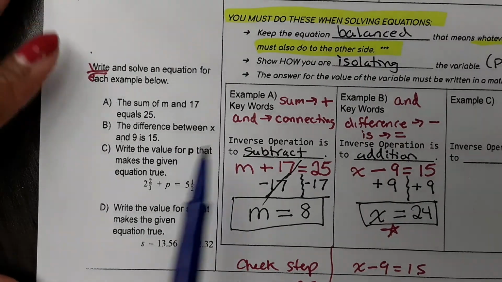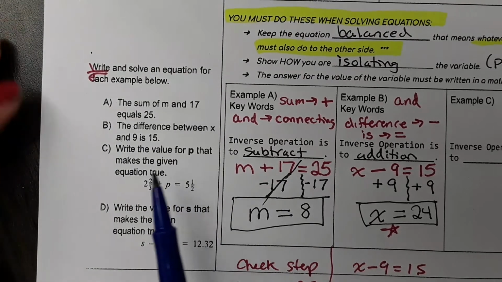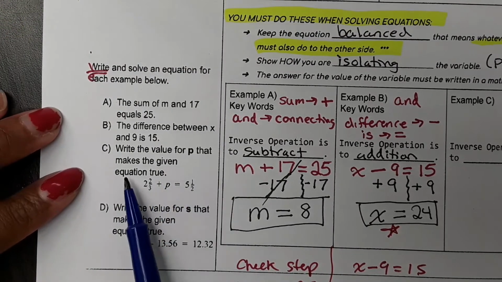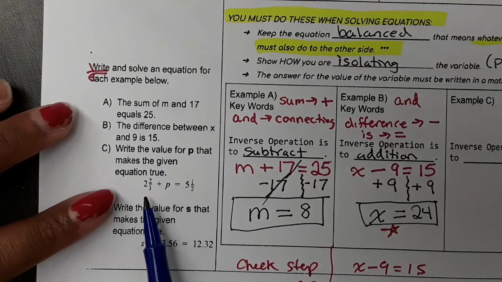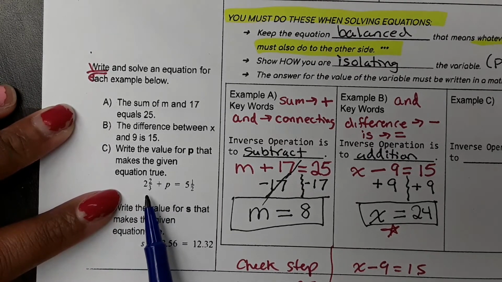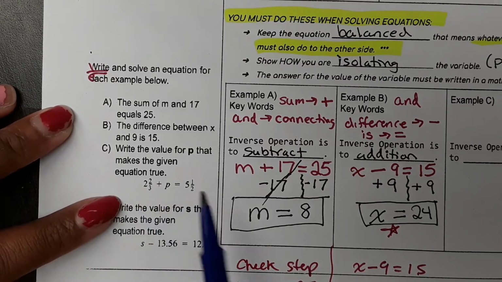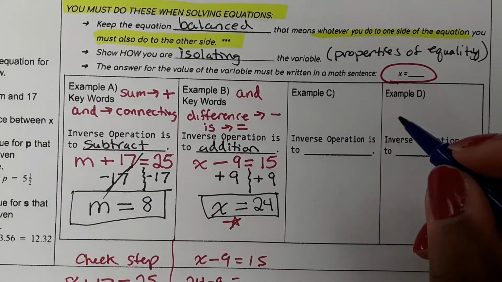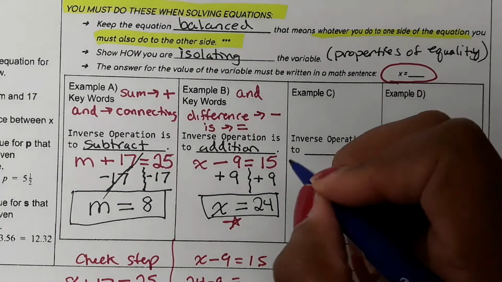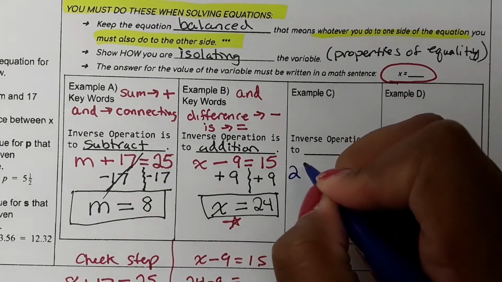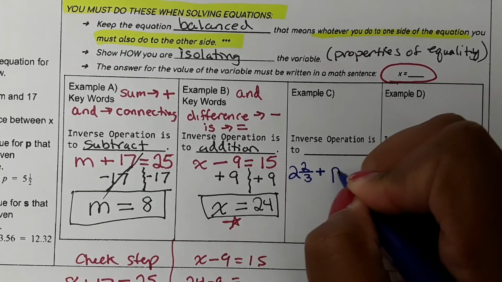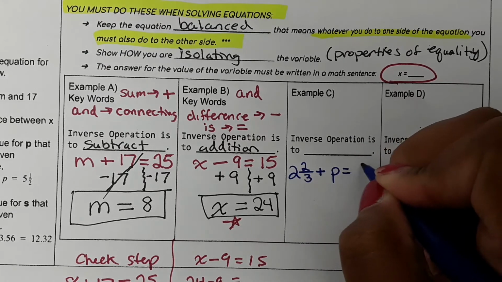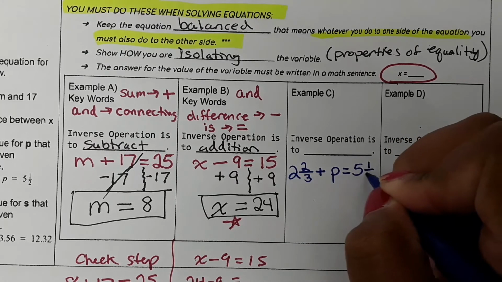Here's a test-like question, one that we might see at the end of the year. Write the value for p that makes the given equation true. So we know if it's going to be true, then this 2 and 2/3 plus p has to equal 5.5. So I'm going to put this over here in example C. So I have 2 and 2/3. I'm adding to that an unknown value, p, and I'm saying it's going to equal 5.5 when I put them together.